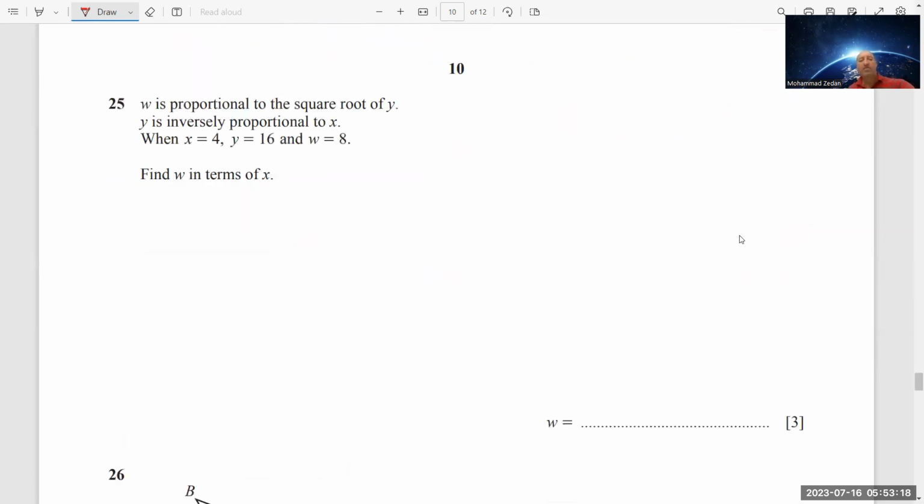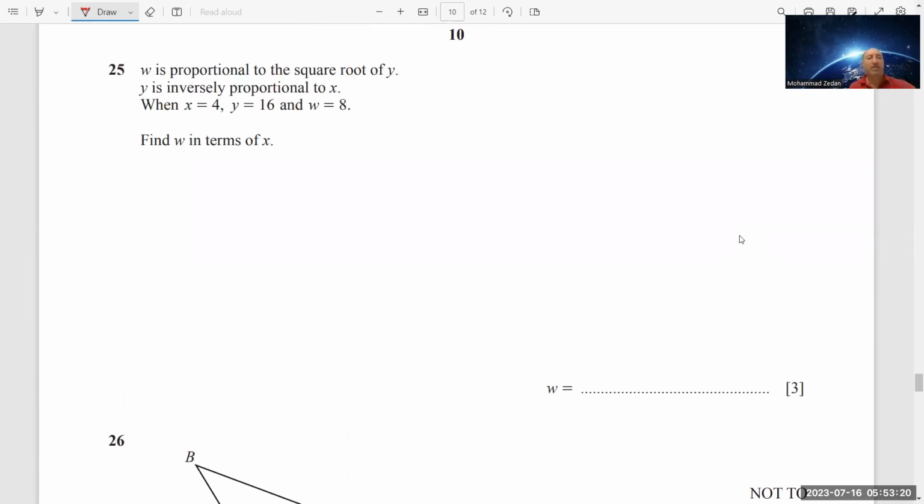Here I have a proportional question: W is proportional to the square root of y. So W is equal to k, the constant of proportionality, times the square root of y. This is the meaning of the first one. And y is inversely proportional to x, so y equals another constant, let me say m, over x.